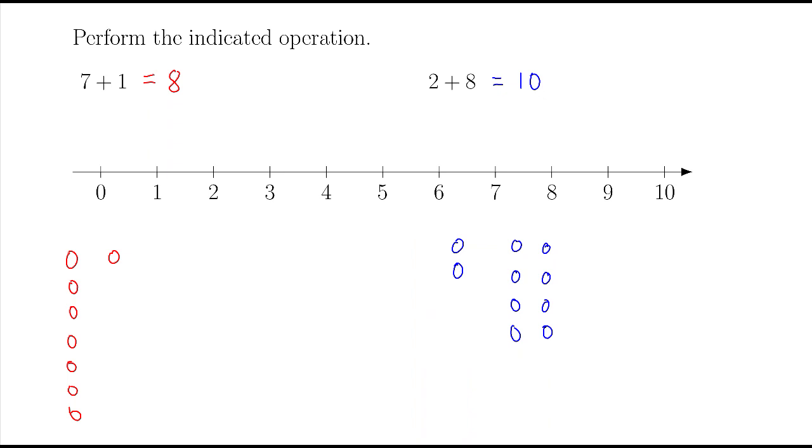Okay, let's picture it on the number line. So we have 7 here. Okay, and we're going to add 1 to that. Well, that means if we're looking at 7 on the number line and we add 1, we're going to increase the value of it by 1. Increase the value of 7 by 1.